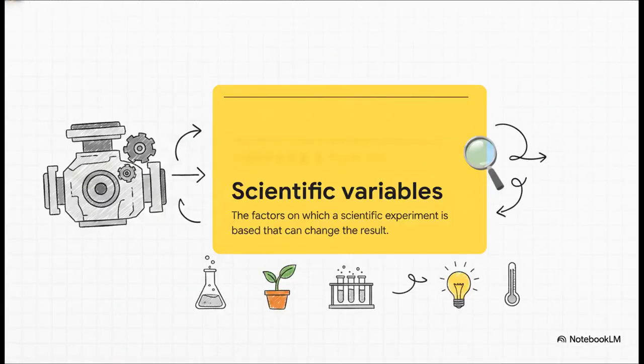And to answer that, we have to define our core term for today, which is scientific variables. Put simply, these are all the factors on which a scientific experiment is based. They're the specific conditions, the facts, that actually have the power to change the results of the experiment. Think of them as the moving parts of science. If an experiment is a giant engine, variables are the gears turning inside it.